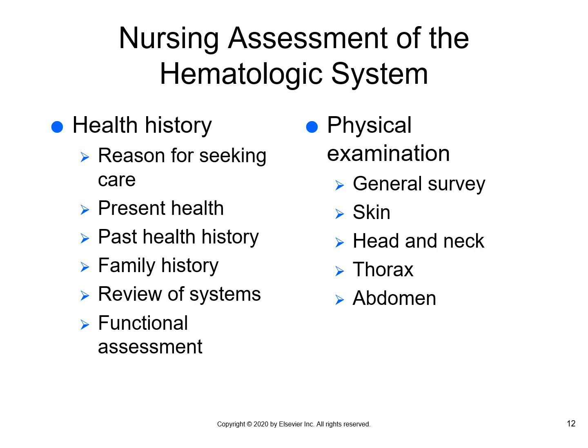Nursing assessment of the hematologic system. We need to make sure that we're checking both health history and physical examination of the patient. First, we're going to check what is the reason for the patient to be seeking care, what is the present health status of the patient, past health history, family history, and then you're going to do the review of systems and then functional assessment.